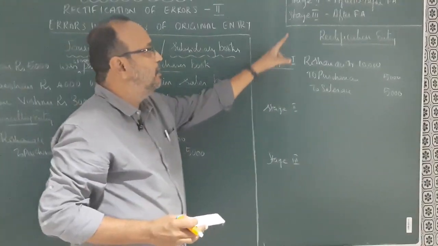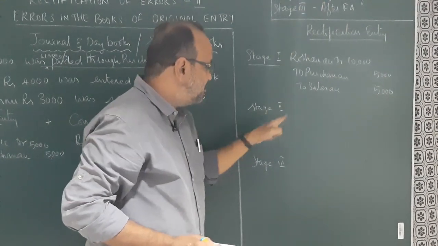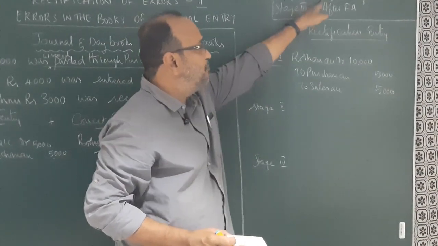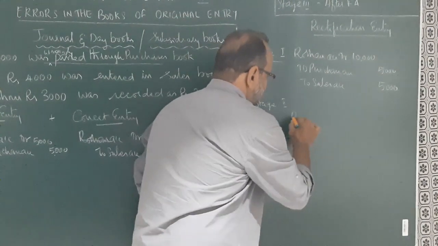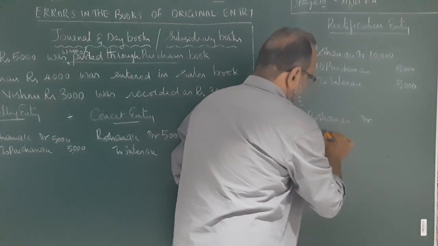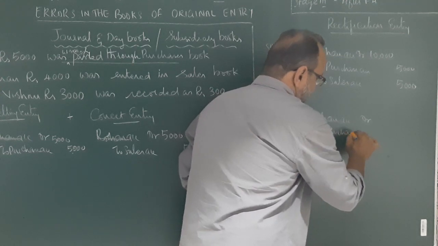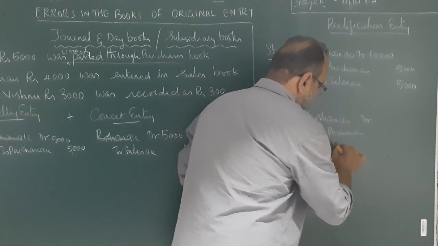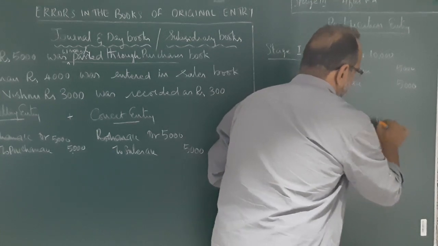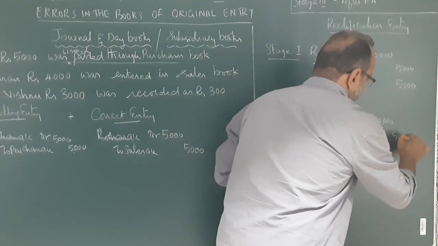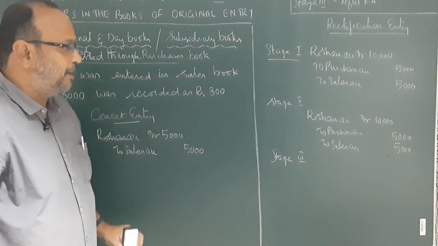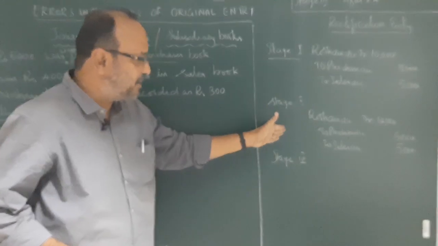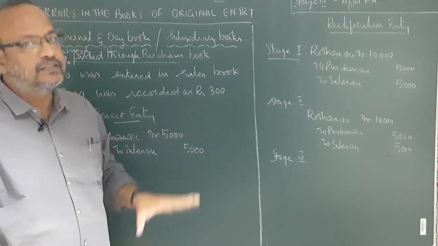What is stage 1? It is before trial balance. Now in stage 2, what is stage 2? After trial balance but before final accounts. The very same journal entry: Roshan account debit 10,000 to purchases account 5,000 and to sales account 5,000. The very same journal entry. In the first stage and the second stage, the rectification journal entries are the same.